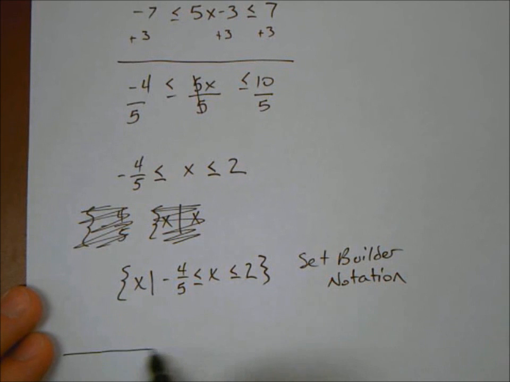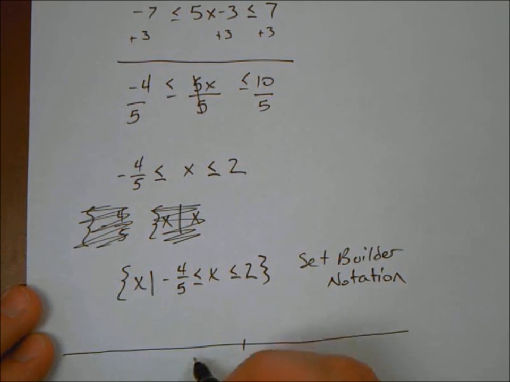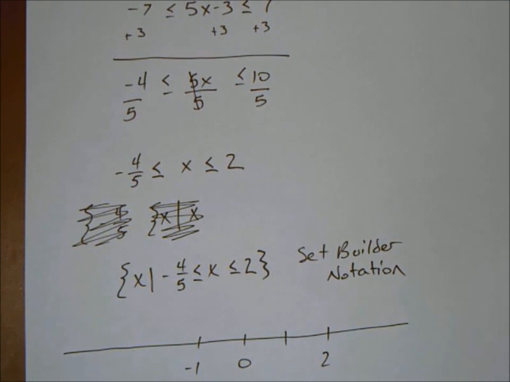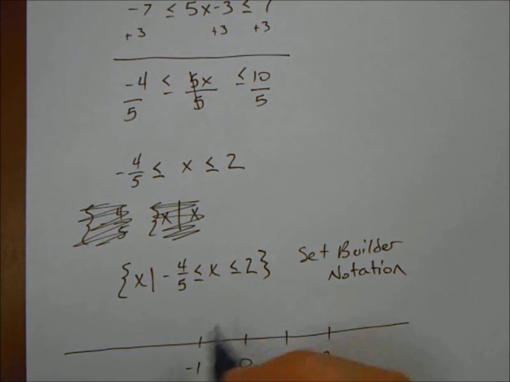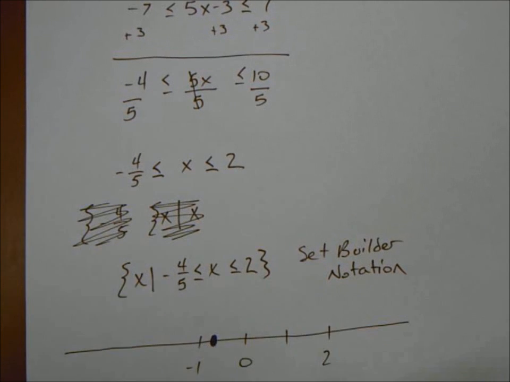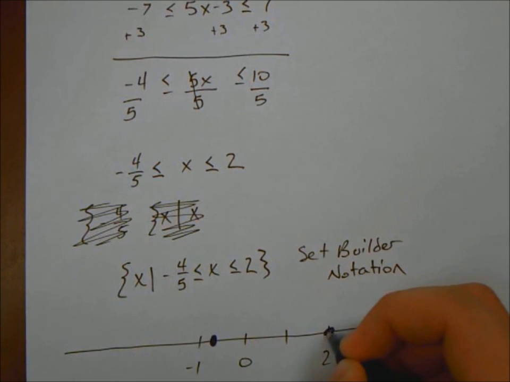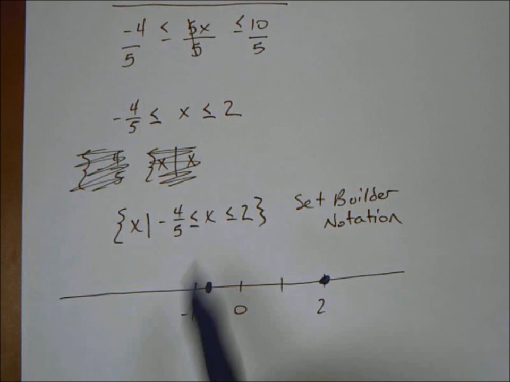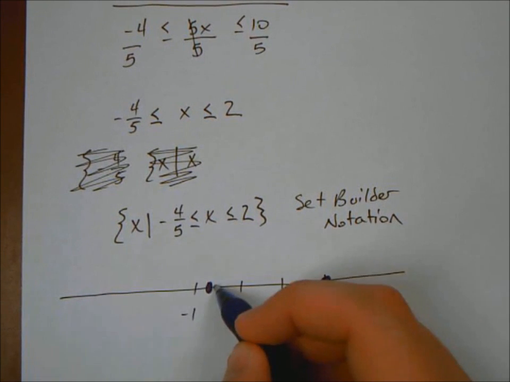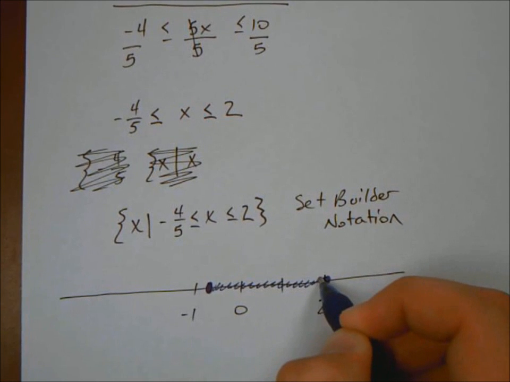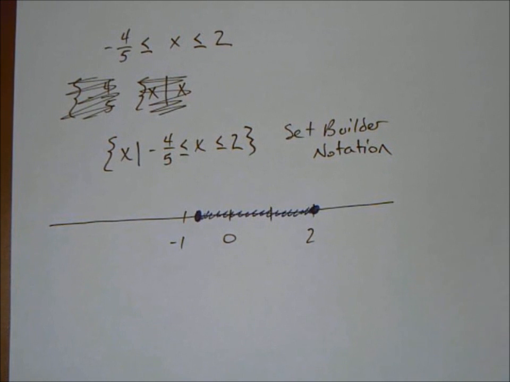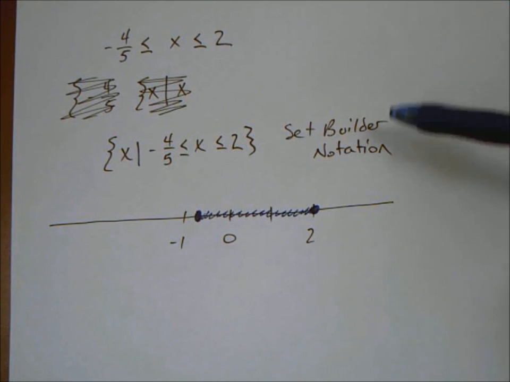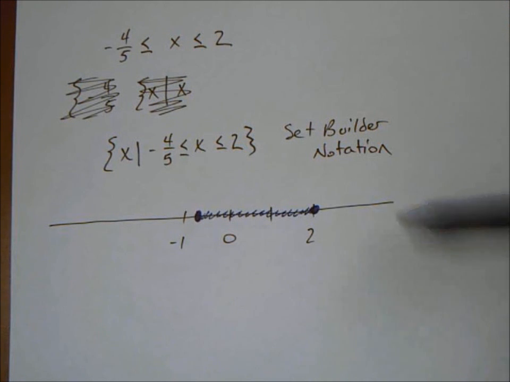Finally, we'll see this as a number line. So here's 0, here's negative 1, 1, and 2. Negative 4/5 is between 0 and 1. And I've got lines underneath my inequality, so I'm going to draw solid dots. And then a solid dot at 2. Now, because the x is in between negative 4/5 and 2, I'm going to shade in between negative 4/5 and 2. And so there we have our 3 different ways of writing our answer. We have our inequality, we have our set, also called set builder notation, and then we have our number line.